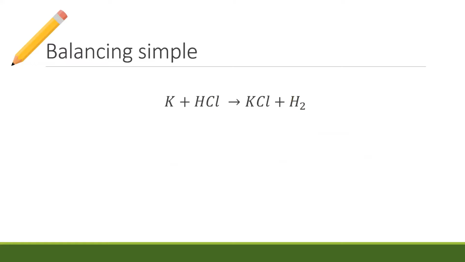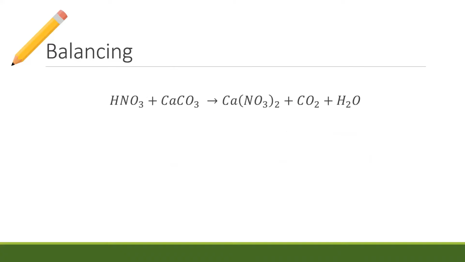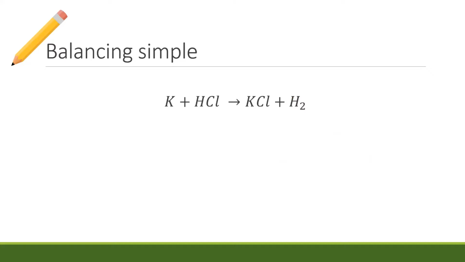One more example for today, for this lesson, is going to be this one here. KHCl goes to KCl plus H2. This looks like it's a bit of a reaction. It's going to produce hydrogen gas. So let's see how this would work.